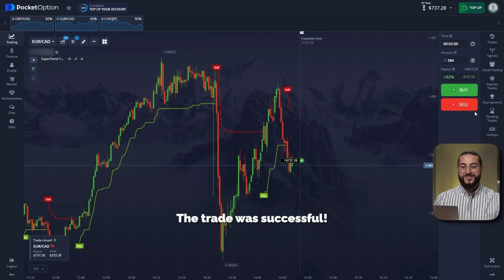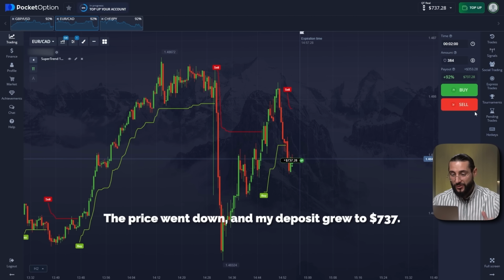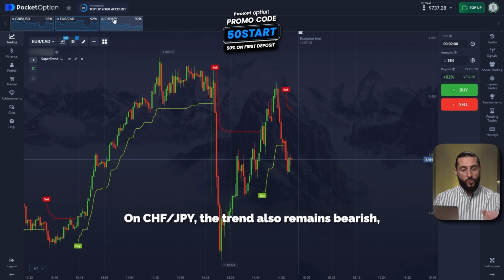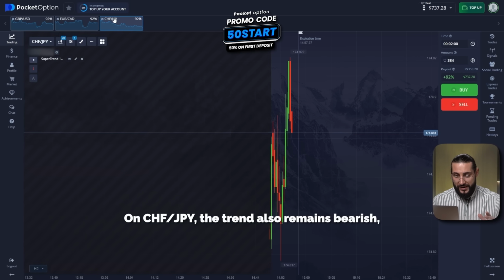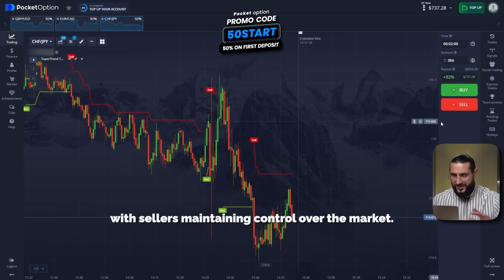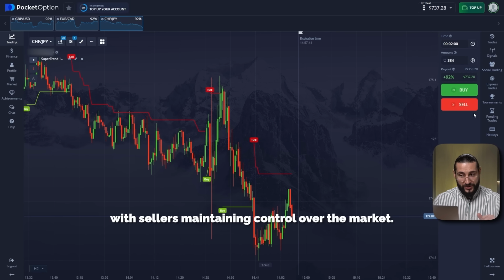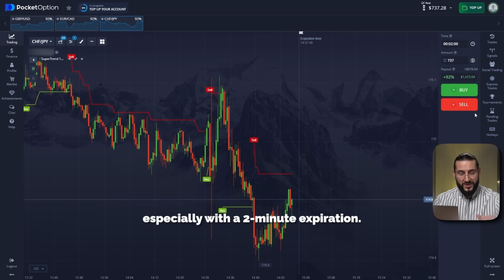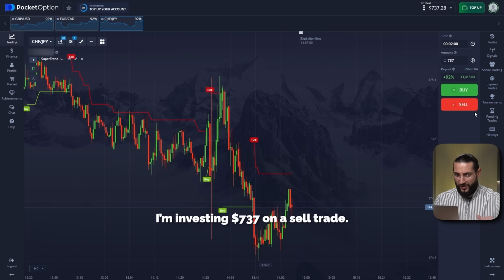The trade was successful, the price went down, and my deposit grew to $737. On CHF/JPY, the trend also remained bearish, with sellers maintaining control over the market. It's very convenient to trade under these conditions, especially with a 2-minute expiration. I'm investing $737 on a sell trade.